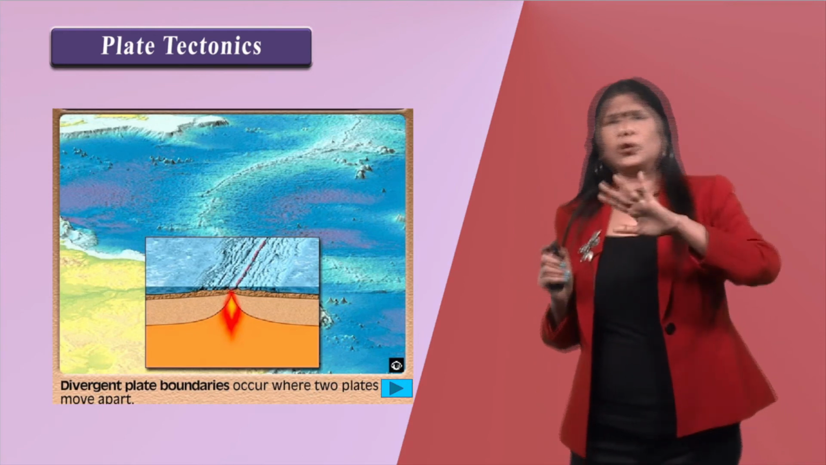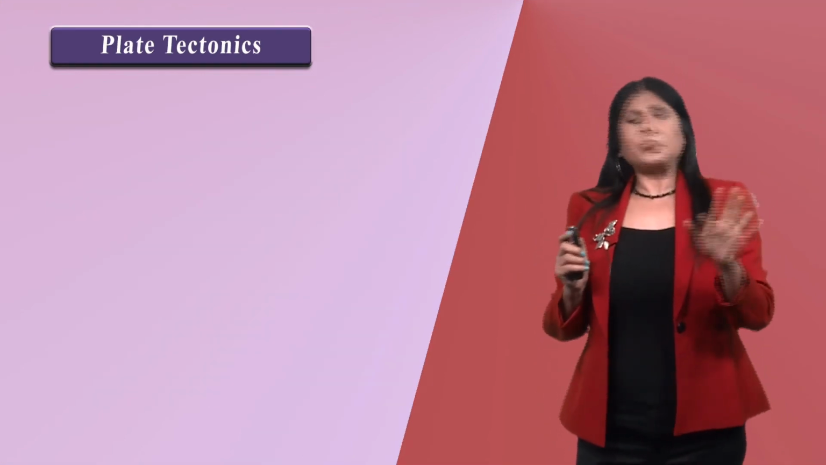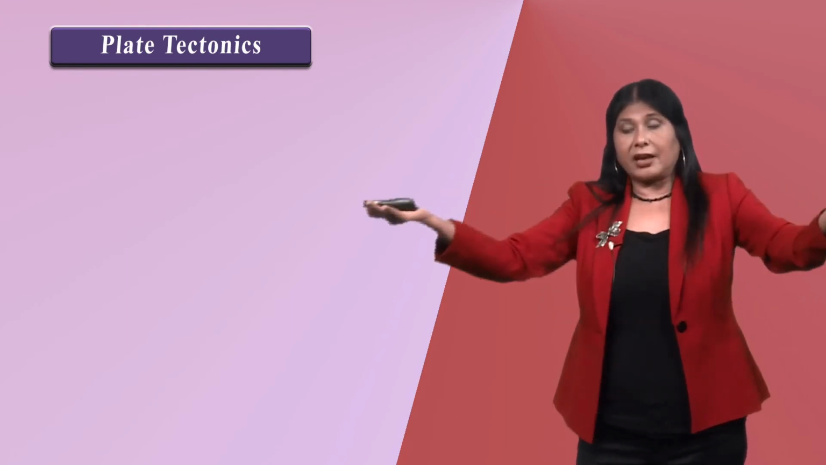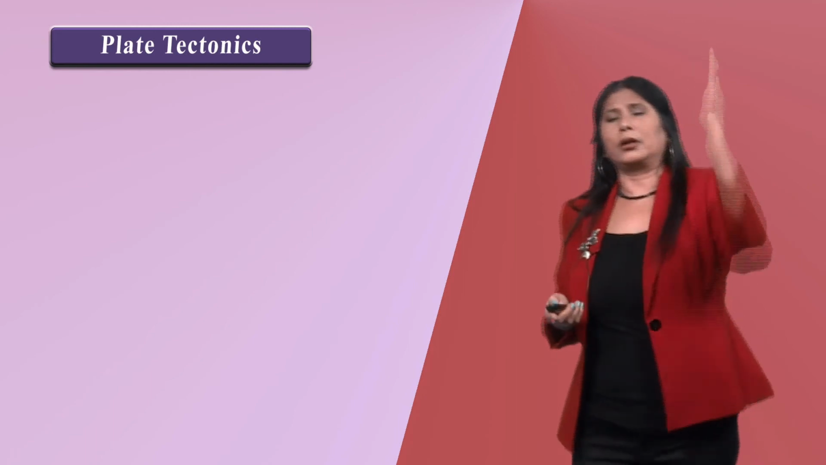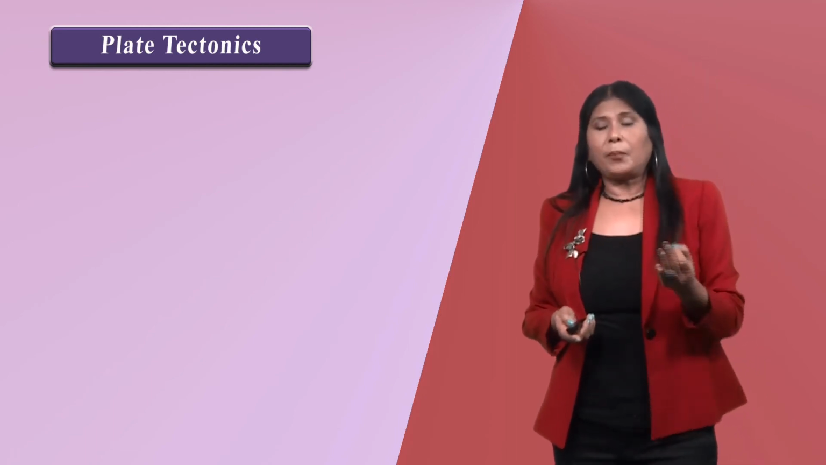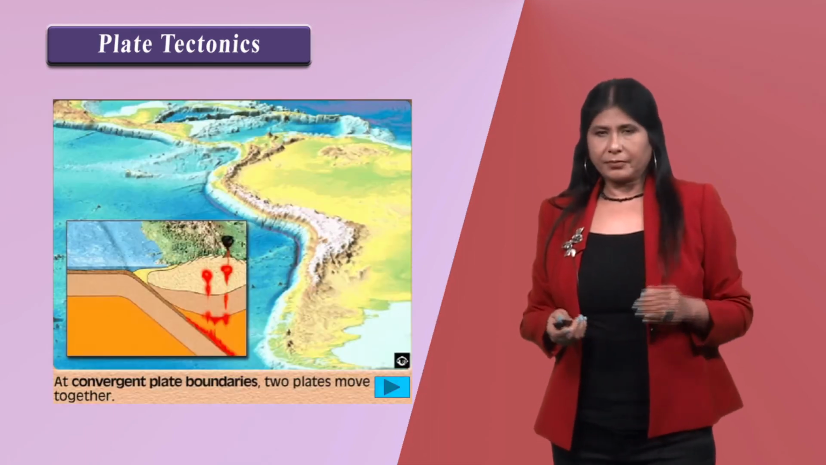It is around 4 to 5, sometimes even less than that. And this is where the crust is getting generated all along the oceanic floor. In the central part, we have got this boundary.